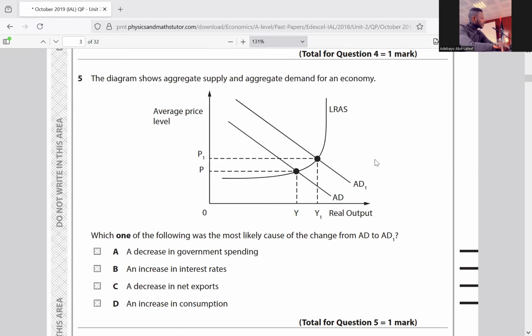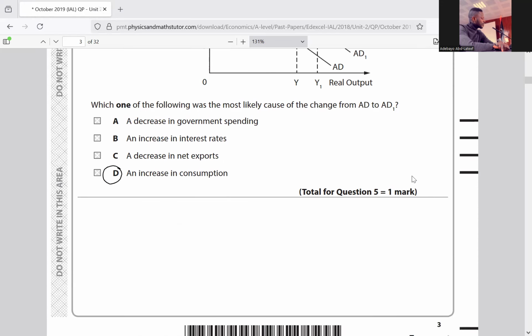So let's look at how it is D. An increase in consumption. Consumption represents spending on goods and services. And an increase in consumption is one of the components of aggregate demand. So an increase in consumption will increase aggregate demand, and that will shift the AD curve rightward from AD to AD1. So the answer for question 5 is D. We go to question 6.